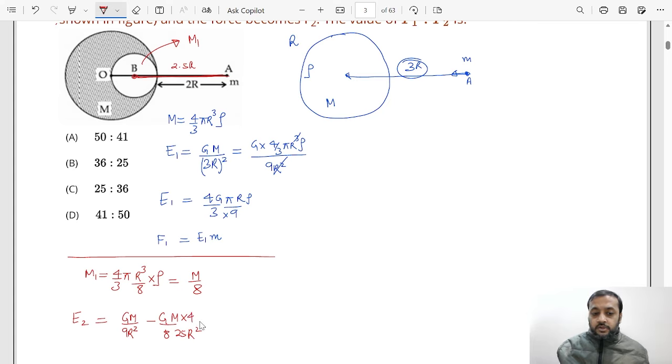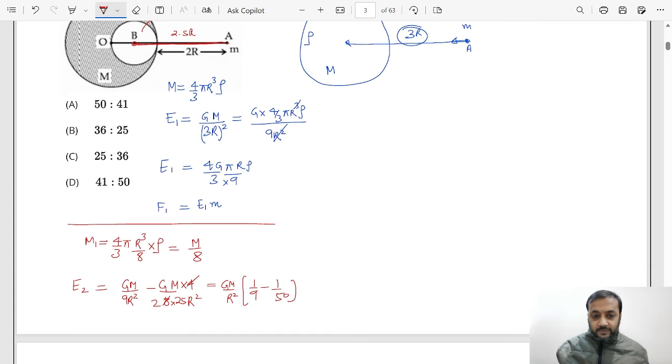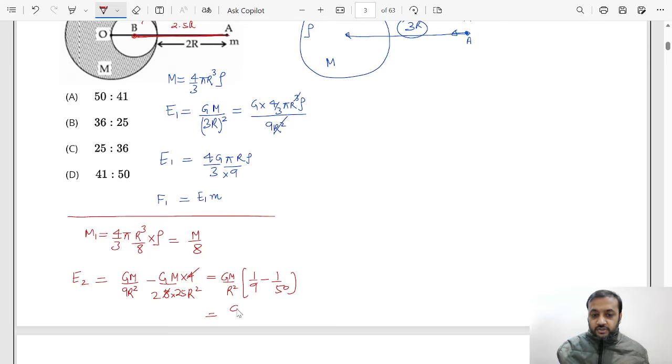All right, so let us see what this becomes. If I take GM by r squared common, here 1 by 9 is left, and here 1 by 50 is left. So this expression becomes GM by r squared into (50 minus 9) is 41 upon 9 into 50, correct? So this is the value of E2.